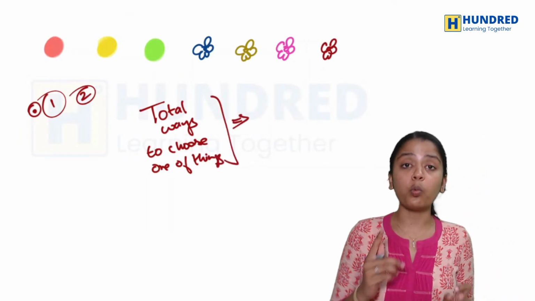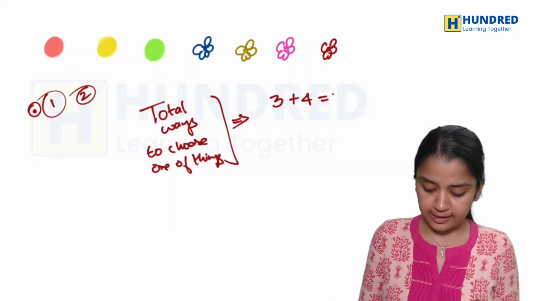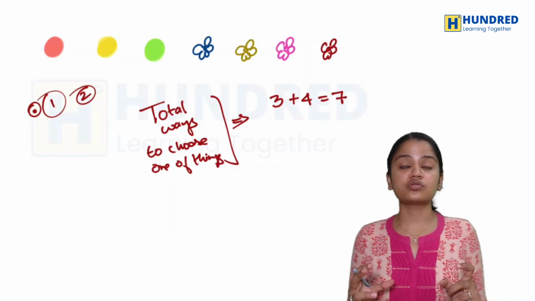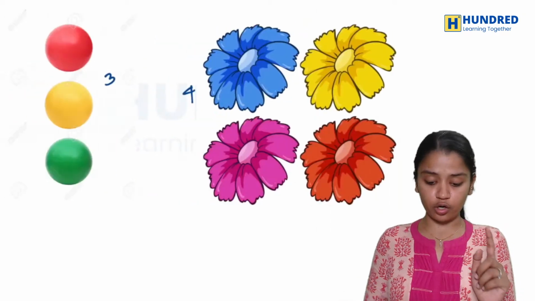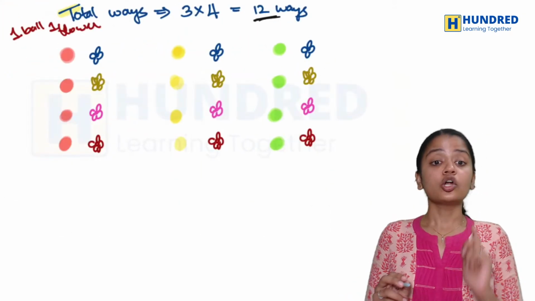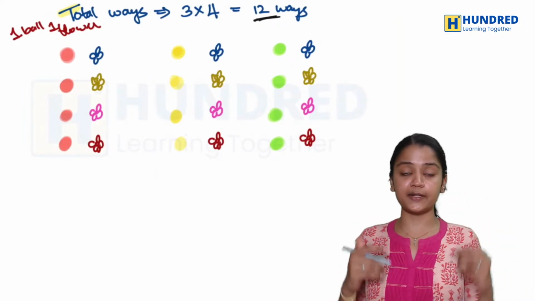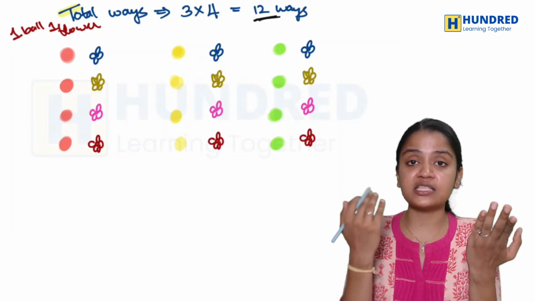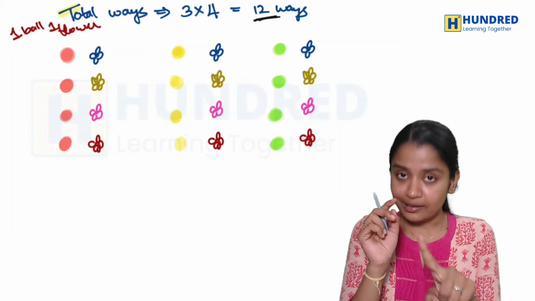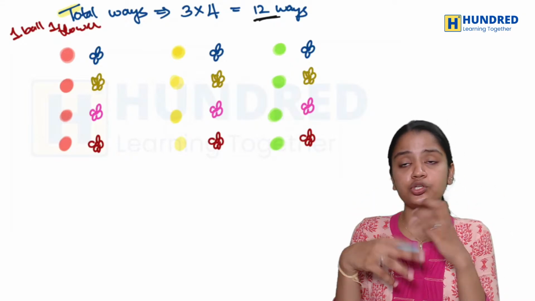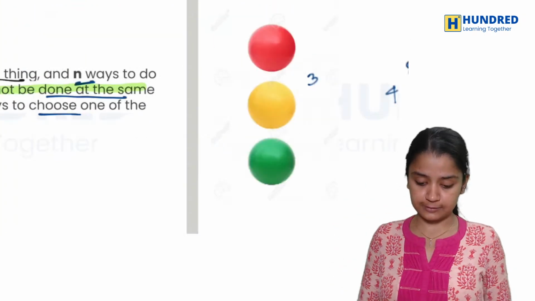When you choose only one of the things, what will happen? Basically it is 3 plus 4, that will be equal to 7. So you'll be having 7 ways to choose just one of the things. Whereas here you had 12 ways. Now, did you understand the difference between the first principle and second principle? The major difference is, in second principle, you'll be choosing one at a time. But in first principle, you can choose as many things as you can. That is the major difference.